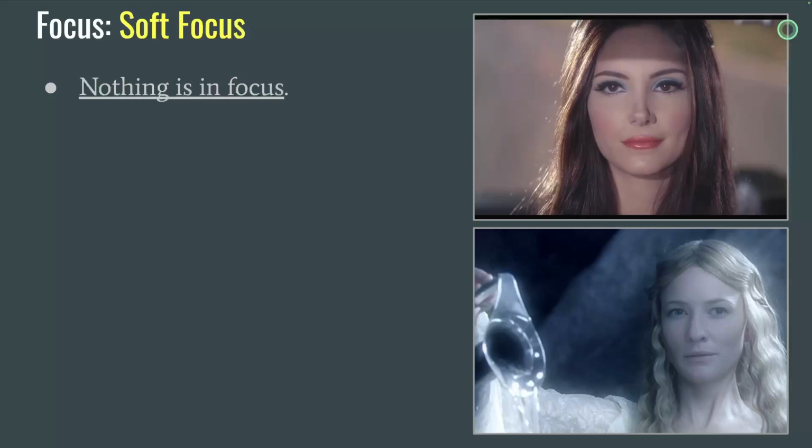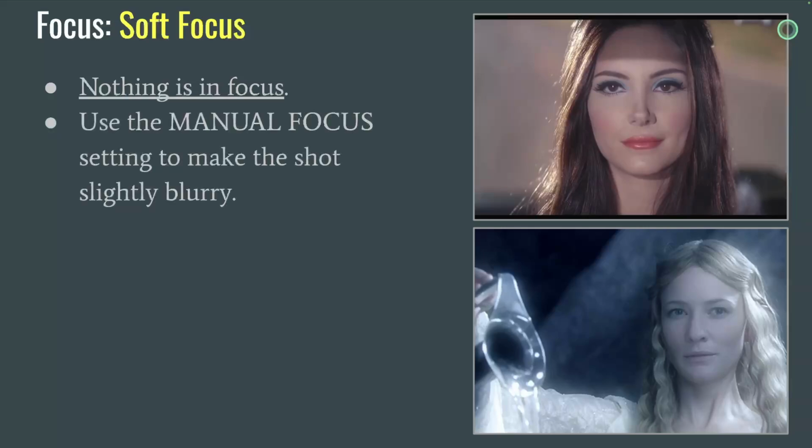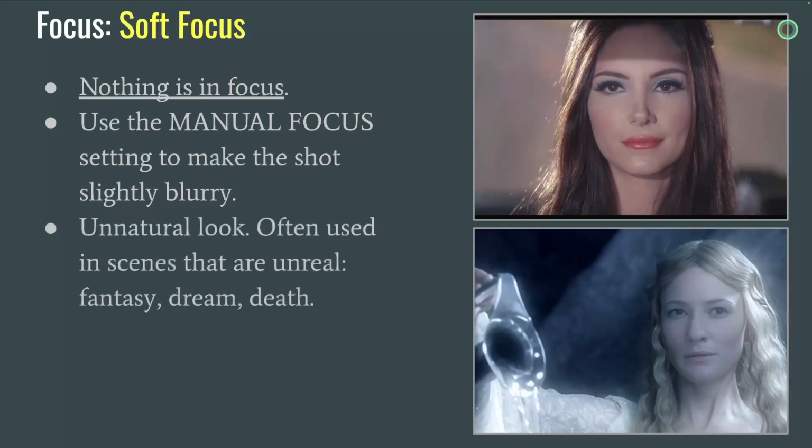It's not completely blurry and visible. You don't want it to be completely out of focus to where you can't tell what's going on. We just have it a little bit softer, and this requires using manual focus. I'll show you how to switch your cameras to manual focus at the end of this little slideshow on how to do it to make the entire shot slightly blurry.